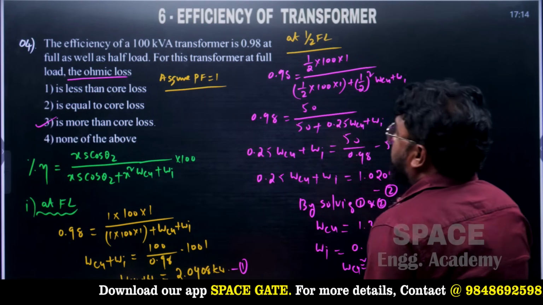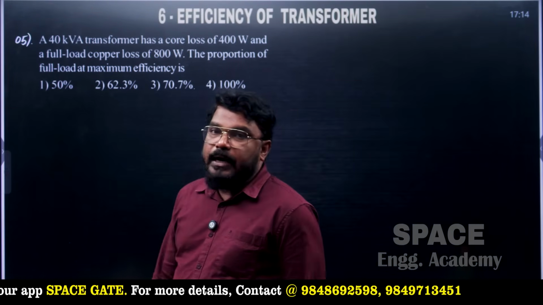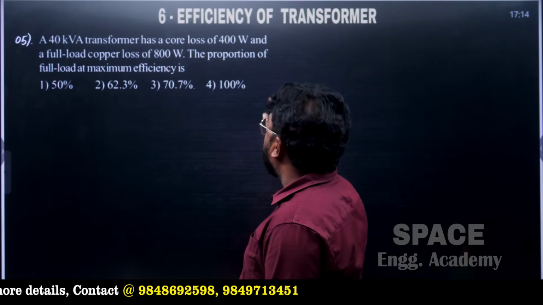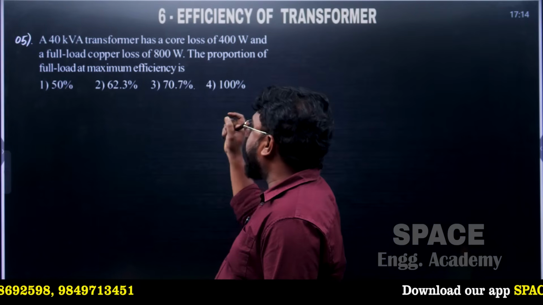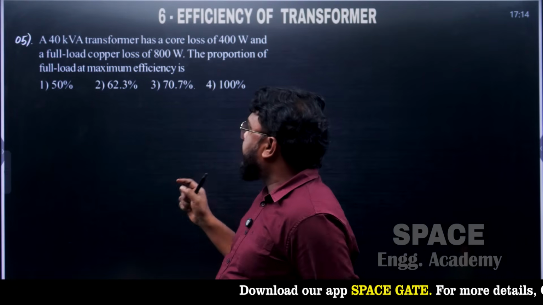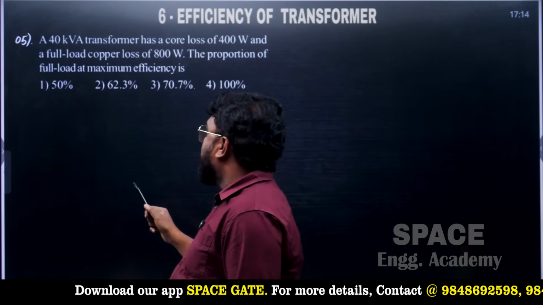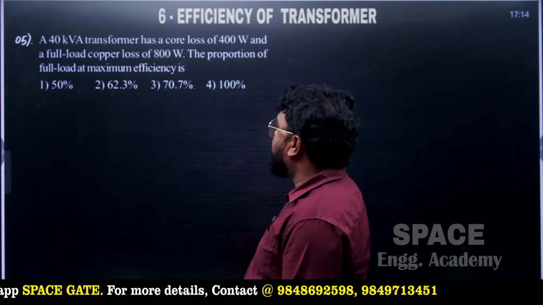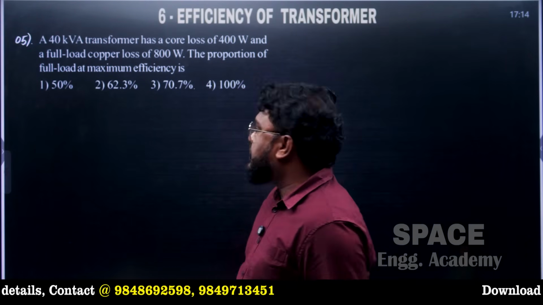And next, let us solve question number 5. A 40 kVA transformer has core losses of 400 watts and full load copper losses of 800 watts. The proportion of the full load at maximum efficiency is: option 1, 50%; option 2, 62.3%; option 3, 70.7%; and option 4, 1%.